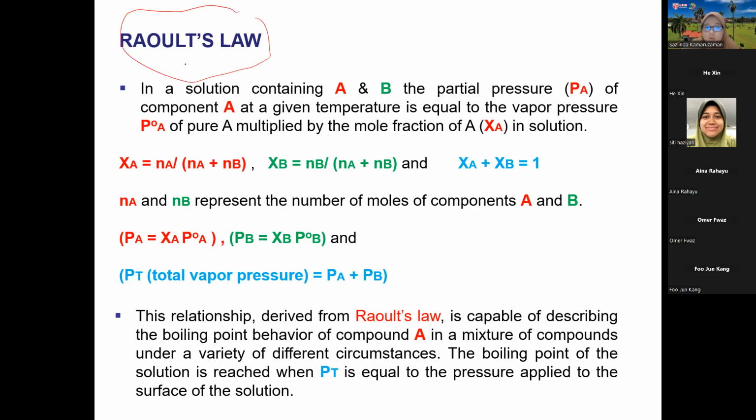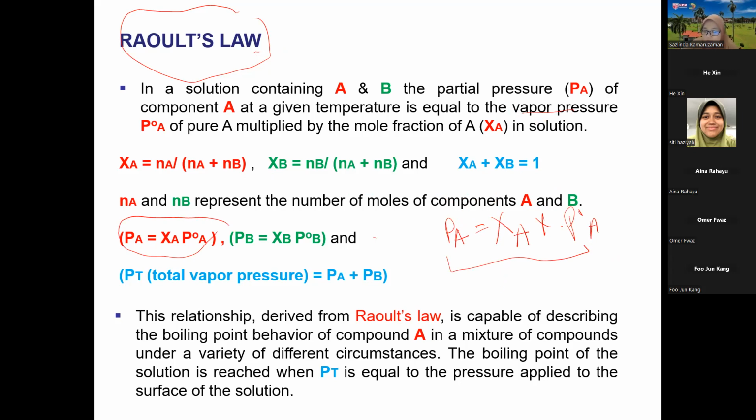The most important thing that I want to introduce is one law. We call it Raoult's law. What is the purpose of this law? Is it important to have this law? Raoult's law is equal to this: the partial pressure of substance A is equal to the mole fraction of substance A multiplied by P naught, the vapor pressure. I think you're supposed to know this one as theory.